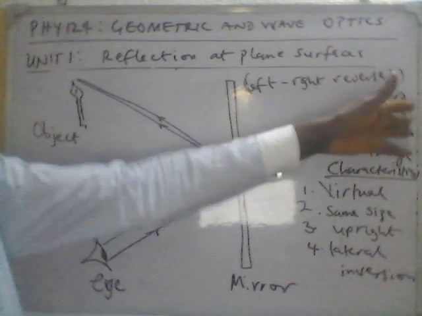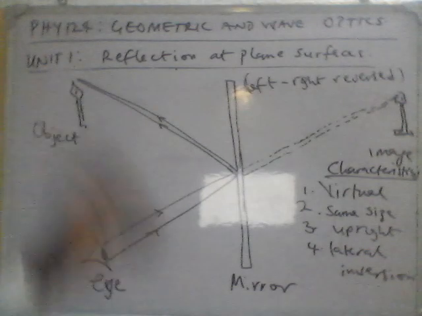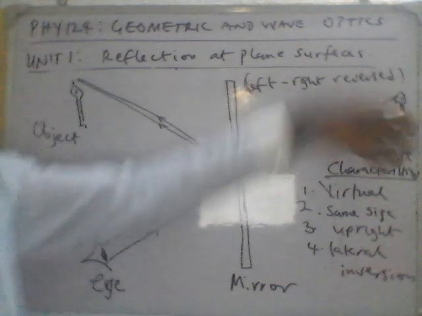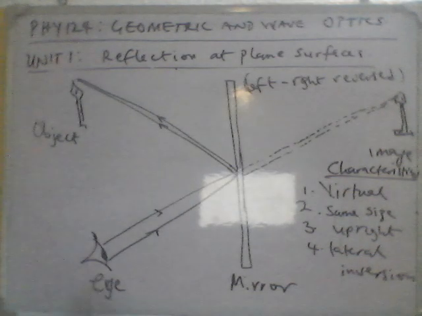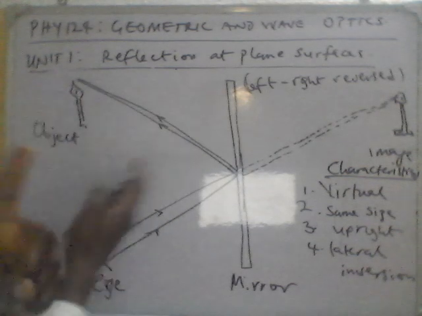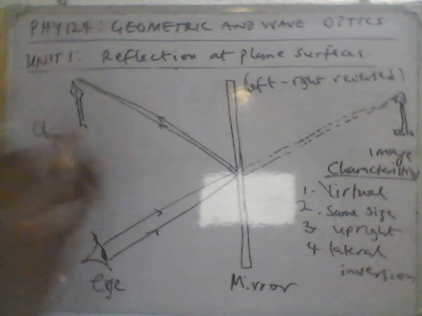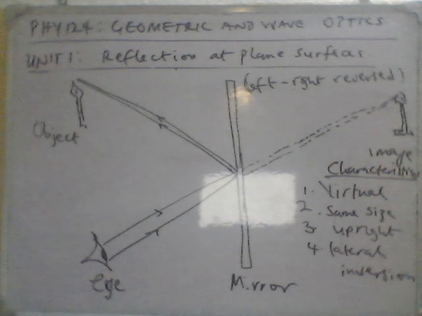The image formed is upright, that is standing upright, so the head is up. And lateral inversion, the only thing that is twisted is the left-right orientation. Like I said, check this in the mirror. Do your mirror exercise.